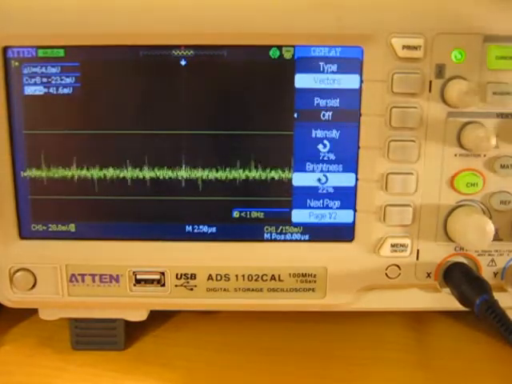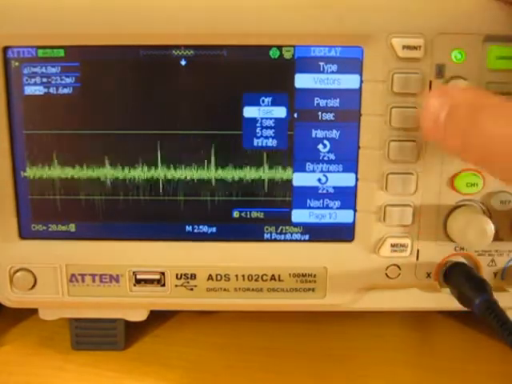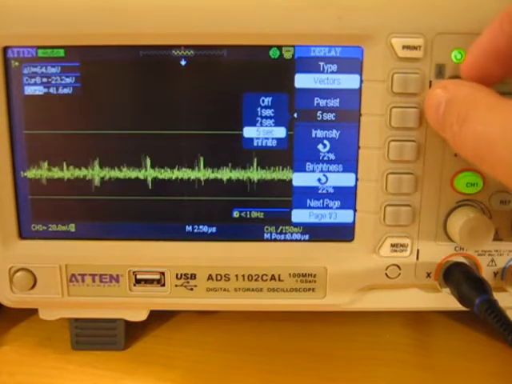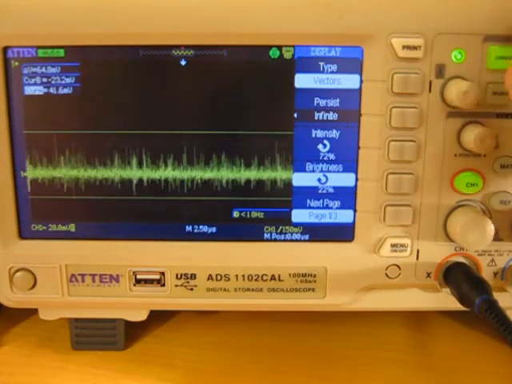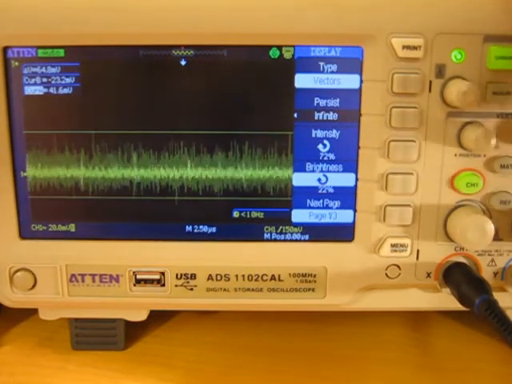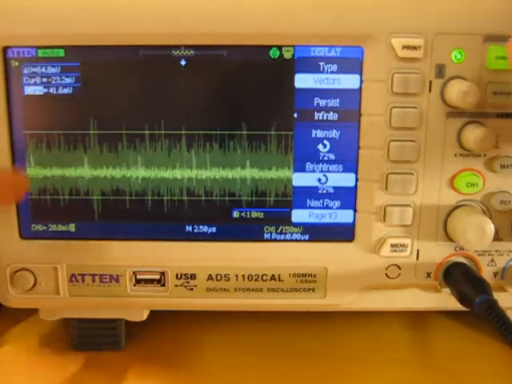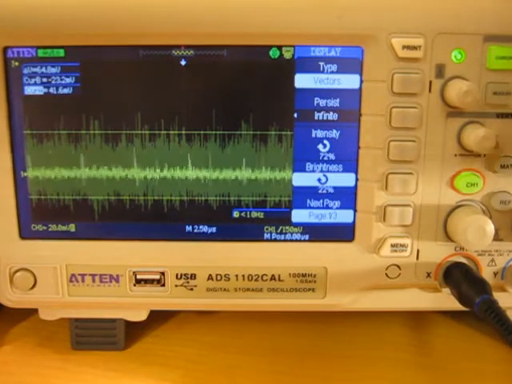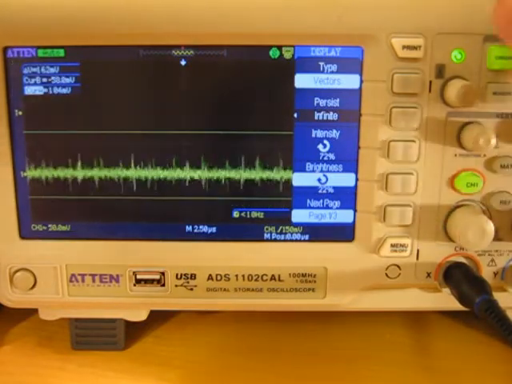A little bit hard to see, so what you have to do is put the infinite persistence on to get just a sense of the envelope, and wait a few minutes for it to simply collect an ensemble, and then you put your cursors on and measure it, and we're seeing about 70-80 millivolts of noise, which actually is not too bad.